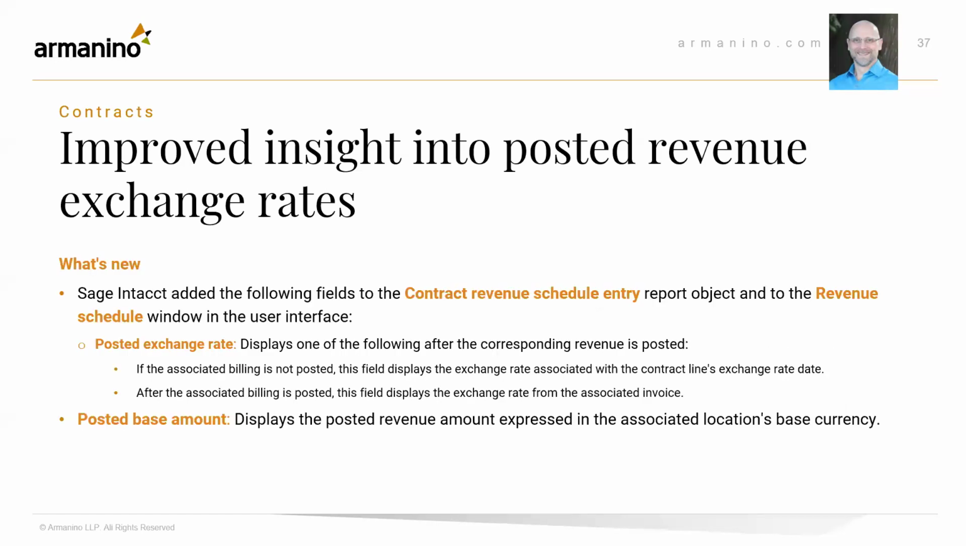Sage Intacct added the following fields to the contract revenue schedule entry report object and to the revenue schedule window in the user interface: posted exchange rate and the posted base amount. The posted exchange rate displays one of the following after the corresponding revenue is posted. If the associated billing is not posted, this field displays the exchange rate associated with the contract line's exchange rate date. After the associated billing is posted, this field displays the exchange rate from the associated invoice.